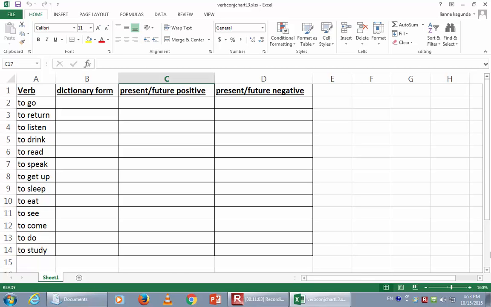And to go, I'm going to write it over here because I can't reach that high. So to go is iku, right? So it changes to ikimasu and ikimasen. So did anyone notice that once you get to the ma part, you're home free, right? If it's masu ending, it's positive. If it's masen ending, it's negative. And that's consistent regardless of what kind of verb it is, right? There's no inconsistency on those, right?